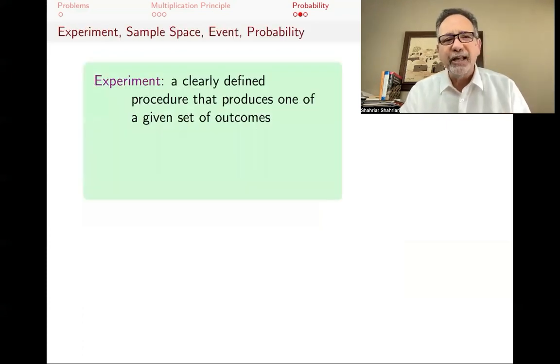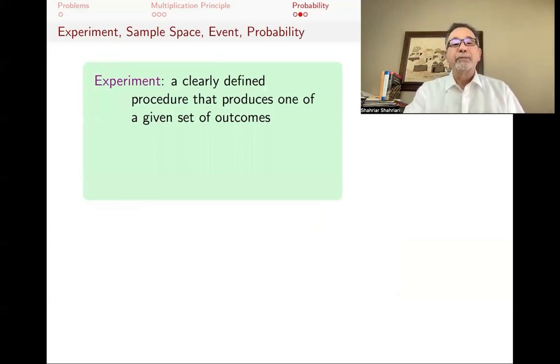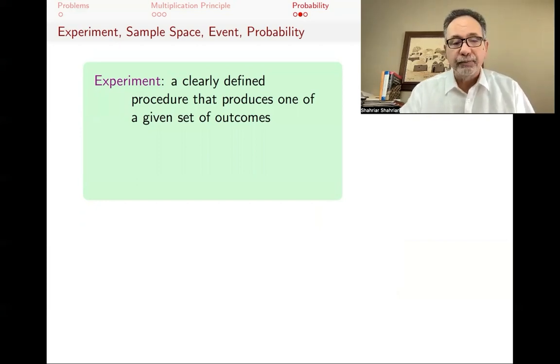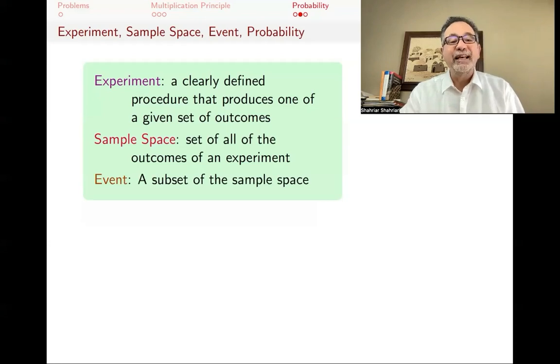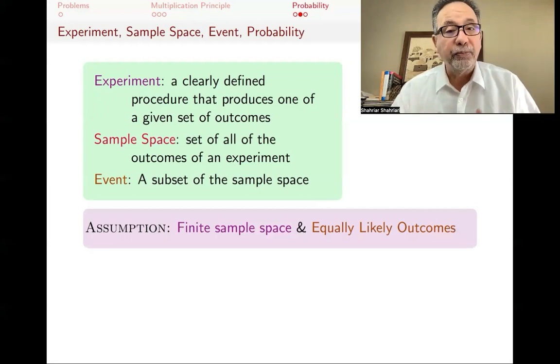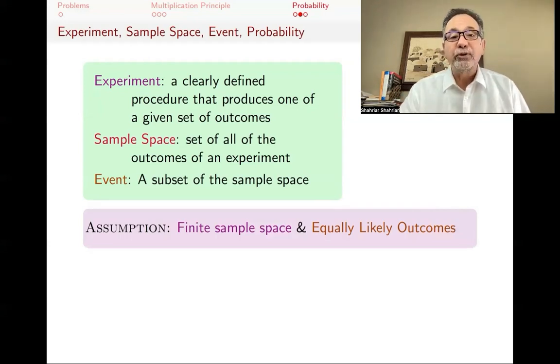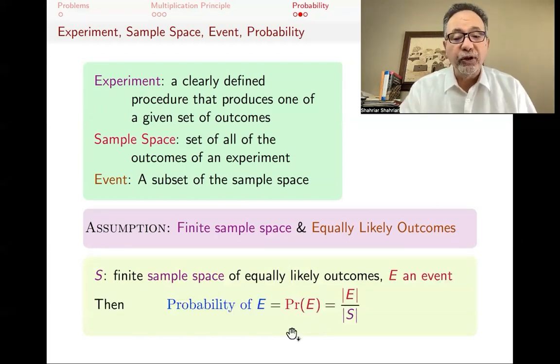If you want to say that a little bit more precisely, then you need certain vocabulary: experiment, sample space, event, and probability. An experiment is a clearly defined procedure that produces one of a given set of outcomes. And the sample space is the collection of all of those outcomes, the set of all the outcomes of that experiment. An event is a subset of the sample space. And again, our assumption is that we have a finite sample space, or the possibilities are finite, and the outcomes are equally likely. If S is the finite sample space of equally likely outcomes, and E is an event, then the notation for the probability of E is PR(E). That's the one I use, probability of E.